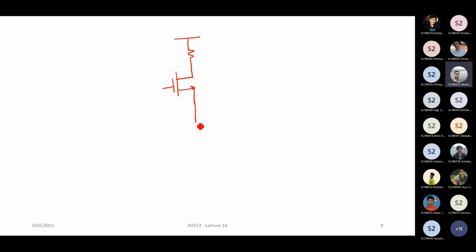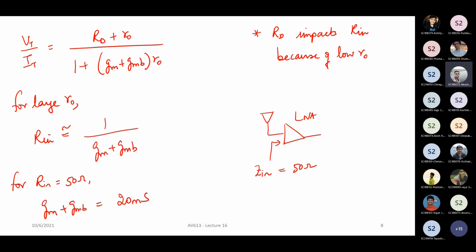Sir, in the RFIC course, what we were doing was we just made Gm plus Gmb equal to 1 by 50 ohm kind of thing. But in simulations, we were working with 65 nanometers, so the R out, meaning R0, was quite low. So then was that relation still valid there?